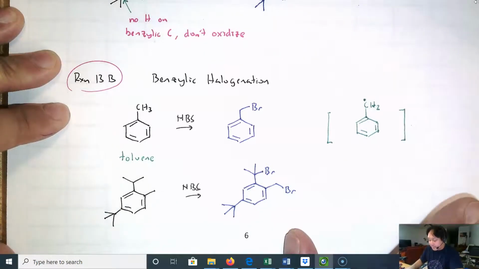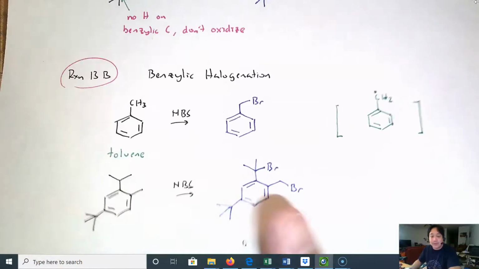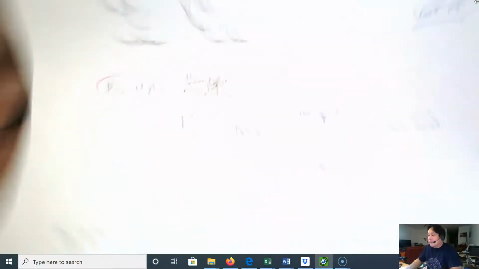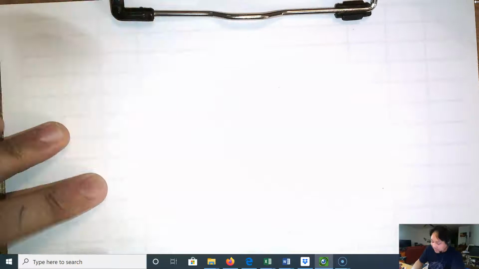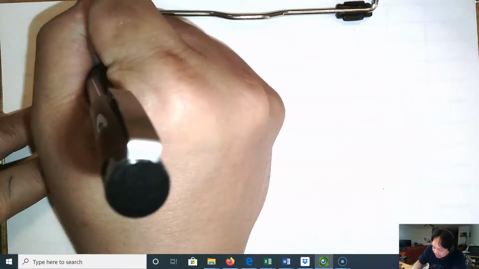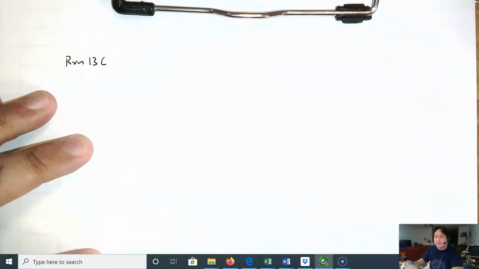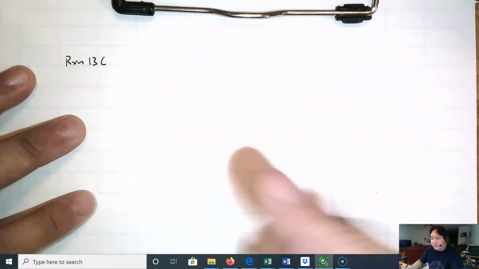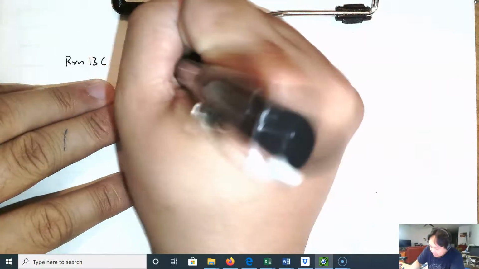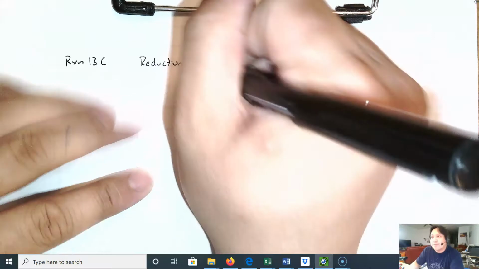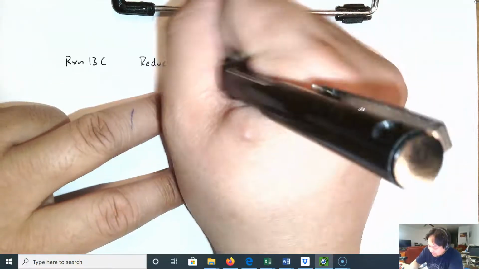Okay, that is benzylic halogenation with NBS. You don't need to know the mechanism for this. Next is something that we've definitely seen, and that is Wolff-Kishner and Clemmensen. I'm going to go ahead and give it a notation because we're going to use Clemmensen and Wolff-Kishner in a very specific way for this unit and for the next unit. So this is a reduction, right? And we'll just call it, let me do it this way.